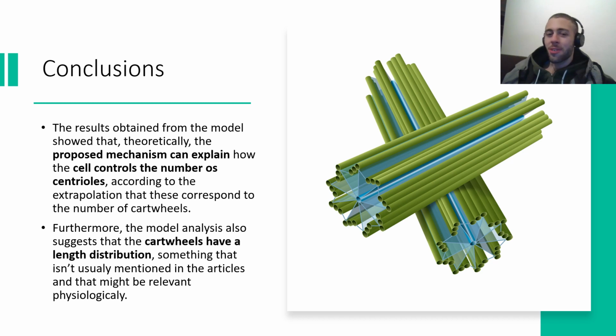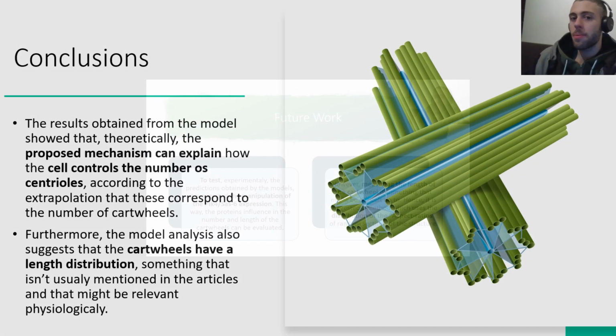So, moving on to the conclusions. The results obtained from the model show that theoretically, the proposed mechanism can explain how cells control the number of centrioles according to the extrapolation that these correspond to the number of cartwheels. Furthermore, the model analysis also suggests that the cartwheels have a length distribution, something that isn't usually mentioned in the articles and that might be relevant physiologically.